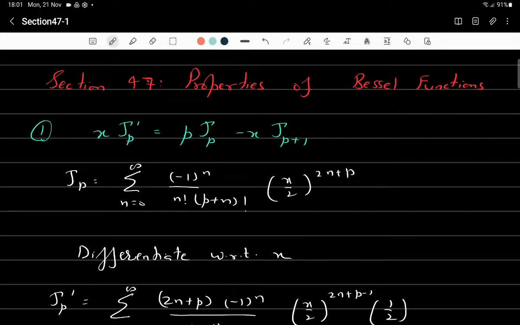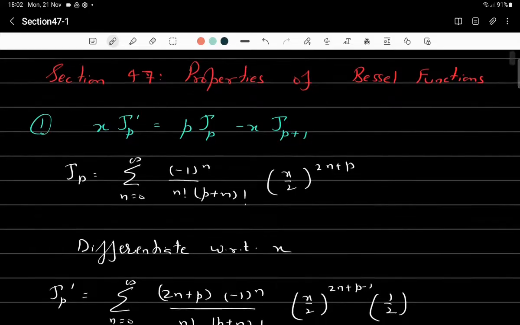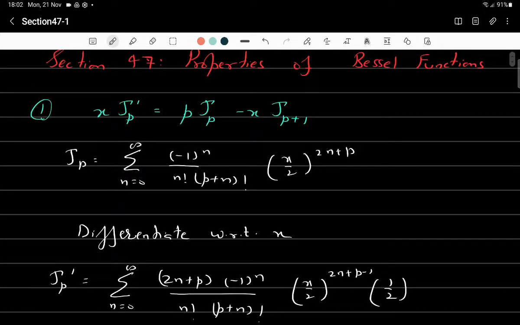The first one says that x Jp dash is equal to p Jp minus x Jp plus 1. Since we only know the definition of the Bessel function, we are going to use the definition, and we know that Jp(x) is the summation of minus 1 raised to the power n by n factorial (p plus n) factorial, times x by 2 raised to the power 2n plus p. I need Jp dash, so I differentiate with respect to x, and this is how it looks. Now how do we proceed further?